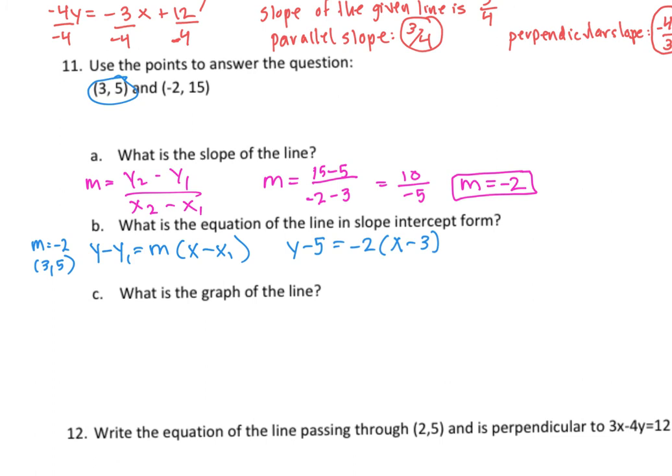Now that we've put everything into the equation, we're going to solve for y. So I've got y minus 5. I'm going to distribute the negative 2 through. Negative 2 times x is negative 2x. Negative 2 times a negative 3 is a positive 6. And then let's just add that 5 over. We get y equals negative 2x plus 11. So that would be the equation of my line.